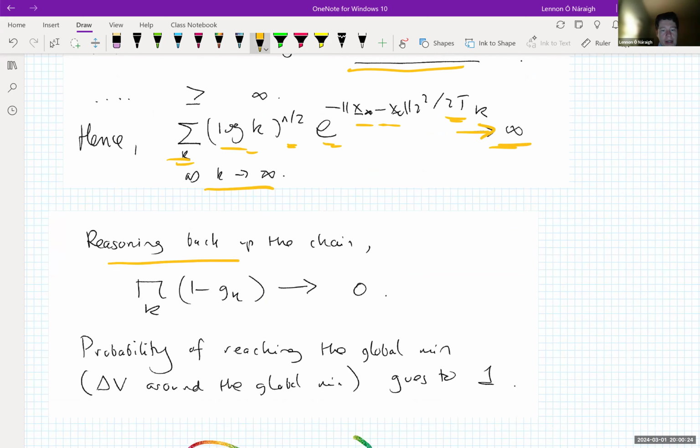And so again, reasoning back up the chain, the probability that the system stays away from the region R after repeated steps in the cooling schedule goes to 0 as k goes to infinity. And so the probability of staying away from the region goes to 0. And so the probability of reaching the region, and therefore being within delta V of the global min, goes to 1. And this completes the proof.